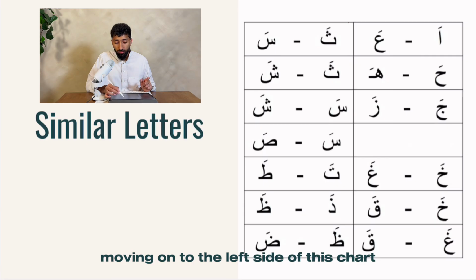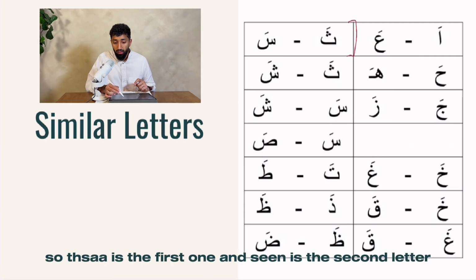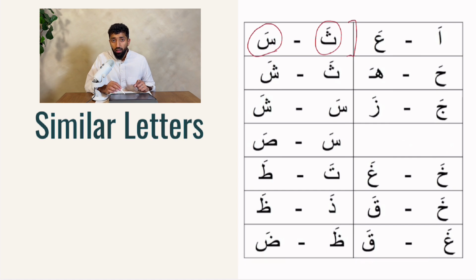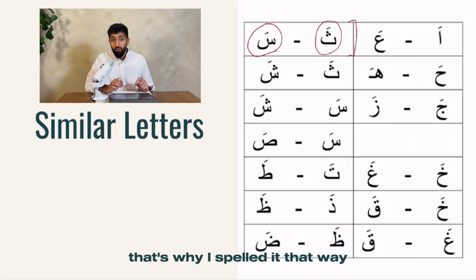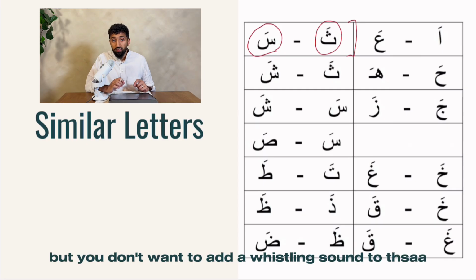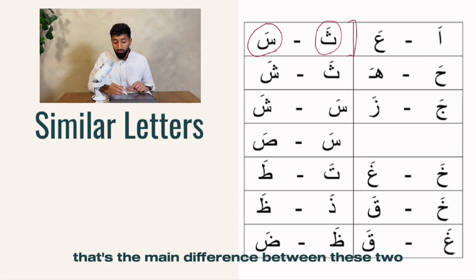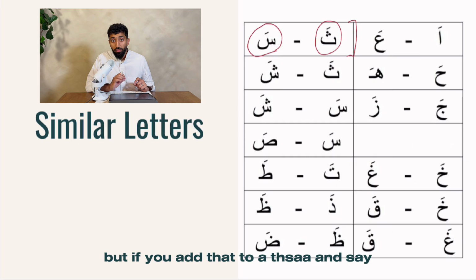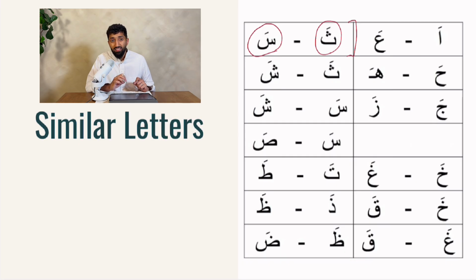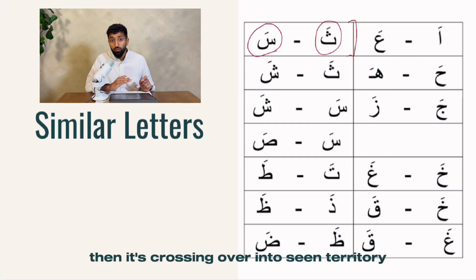Moving on to the left side of this chart, so tha is the first one, and sin is the second letter. Tha fatha is tha, and sin fatha is sa. And I mentioned that sometimes tha sounds a little bit like there's an S sound in there, that's why it's spelled that way, but you don't want to add a whistling sound to tha. That's the main difference between these two. Sin has a whistle, sin, sa, but if you add that to a tha and say tha, then it's crossing over into sin territory.